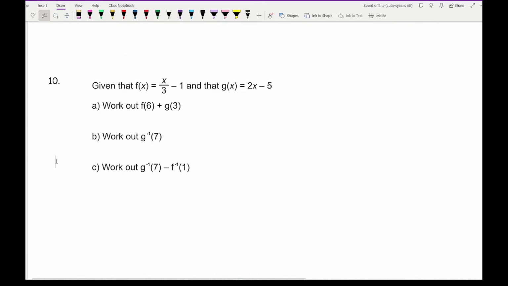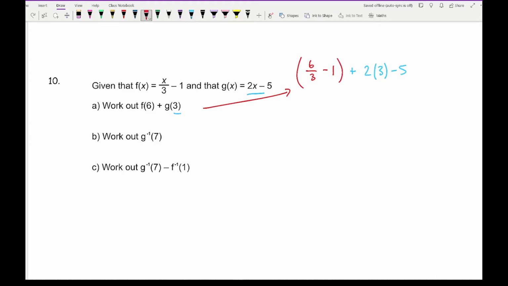Moving on to question 10. Looking at this, we've got two functions. The question is saying work out f of 6 plus g of 3. So here, part a, I'm substituting x equals 6 into f of x. That's going to be 6 over 3 minus 1, plus, and then substituting 3 into g of x, it's going to be 2 lots of 3 minus 5.